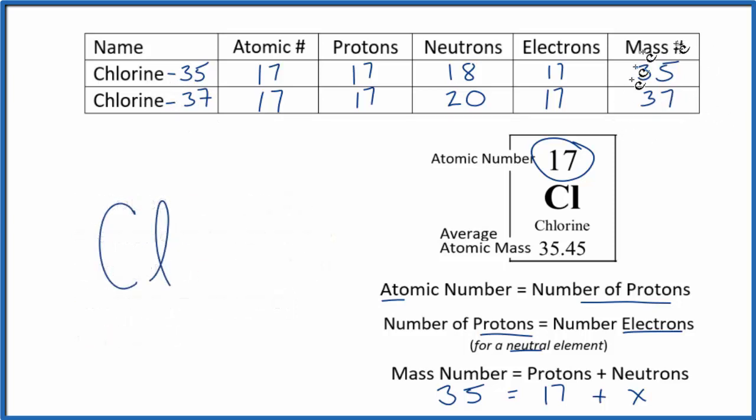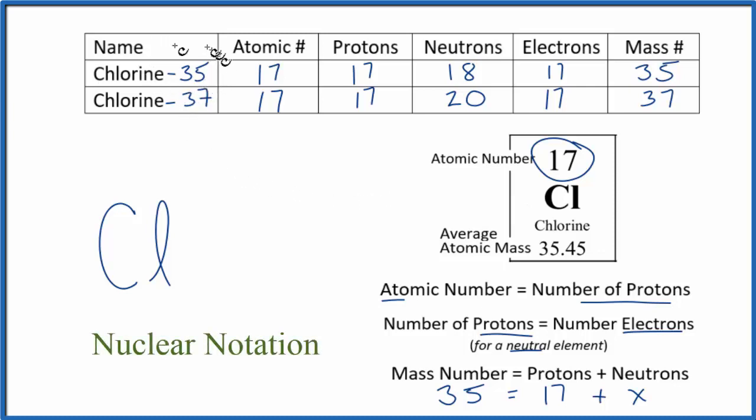So we have these two numbers. The average atomic mass on the periodic table, we get by averaging these two numbers based on how much there is of each one. There's more of the 35 than the 37, so we have this average in between. But we could write a notation to show the individual isotopes, and that's called nuclear notation.